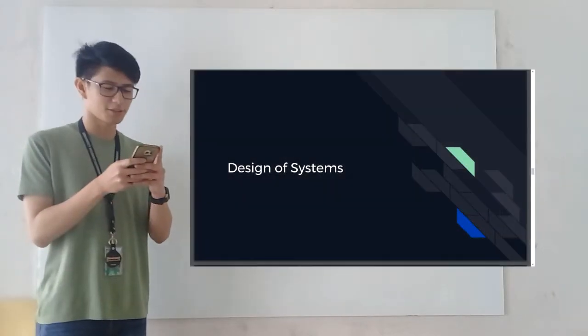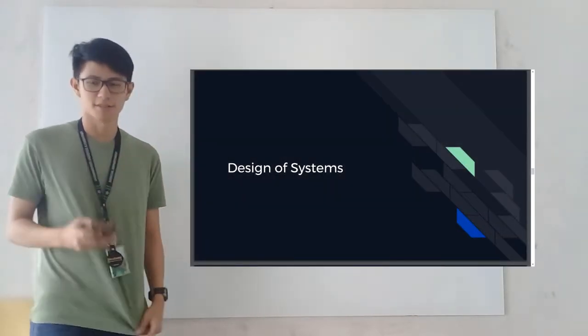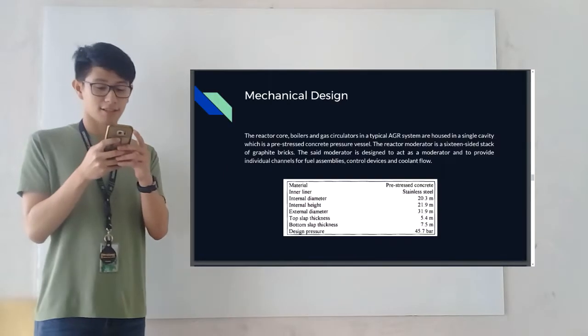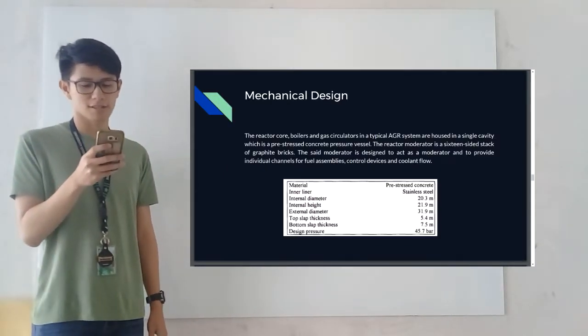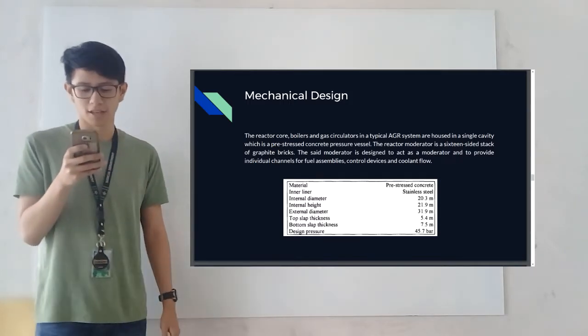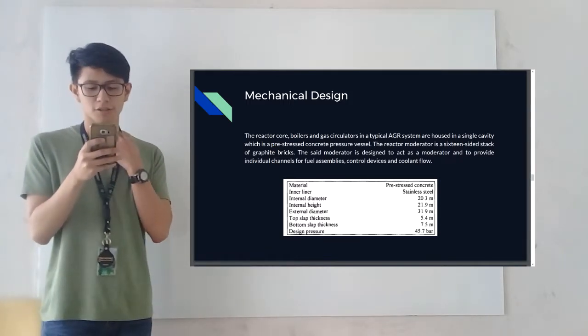Thank you, David. So let's move on to the design of systems. So for the mechanical design, the reactor core, boilers, and gas circulators in a typical AGR system are housed in a single cavity, which is a pre-stressed concrete pressure vessel.